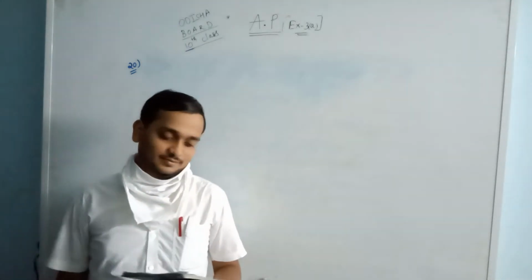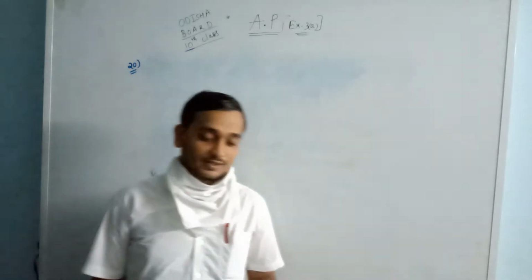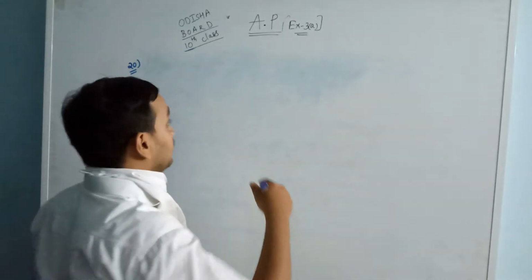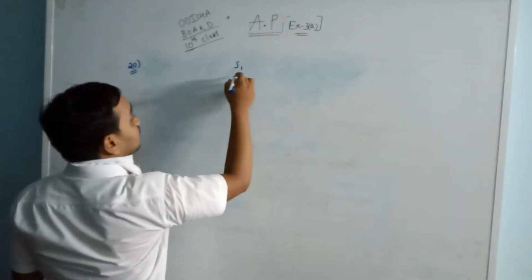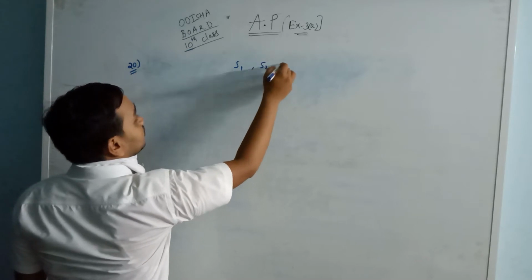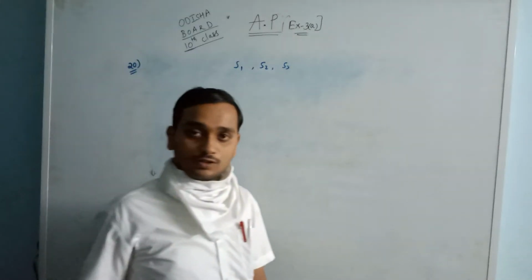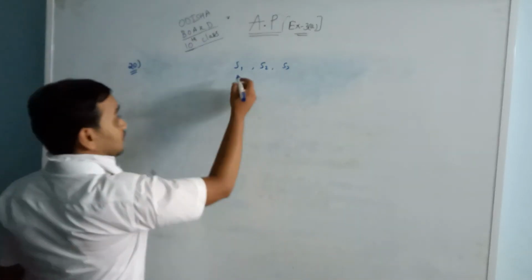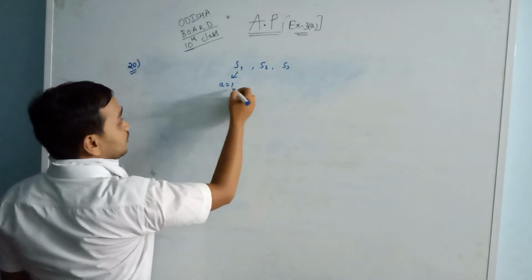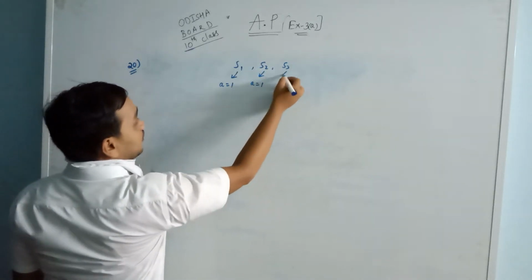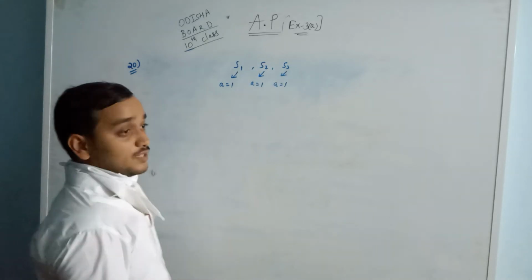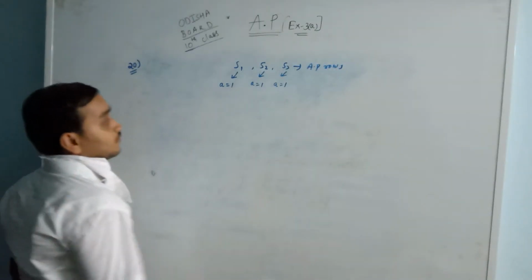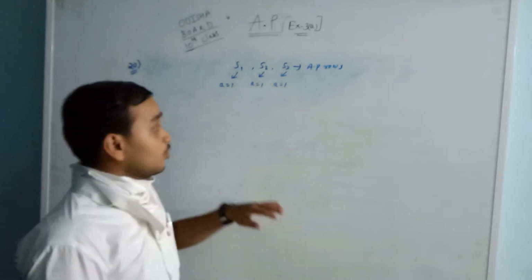Long question. Okay. See, actually what is given in the question? There are 3 rows. I am just simply explaining. 3 rows like S1, S2, S3. There are 3 rows of AP series and the first term in each row is 1. In this row A is equal to 1, in this row also A is equal to 1, and in this row also A is equal to 1. These are arithmetic progression rows.